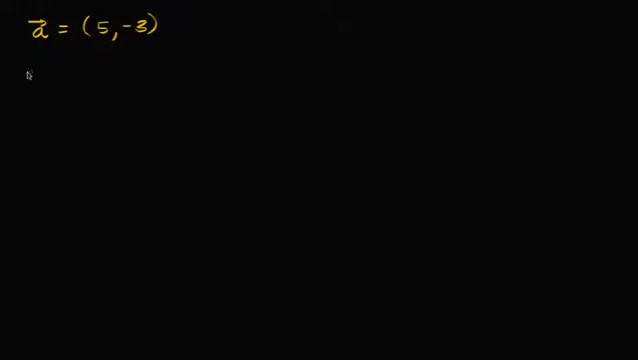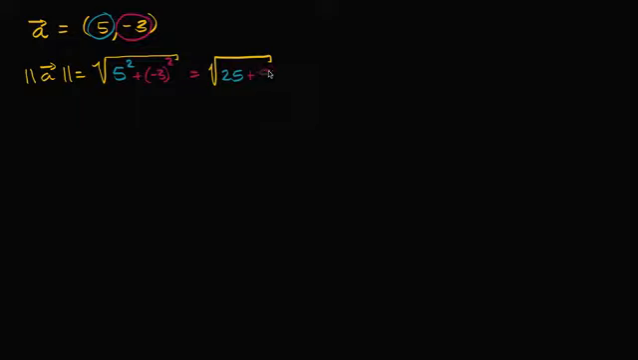Well, if we have this, then the magnitude of A is just going to be, and this really just comes from the distance formula, which just comes from the Pythagorean theorem, the square root of the x component squared. So let me do that in a different color. The square root of the x component squared, so 5 squared, plus the y component squared, so plus negative 3 squared. And this is going to be equal to the square root of 25 plus 9, which is equal to the square root of 34.